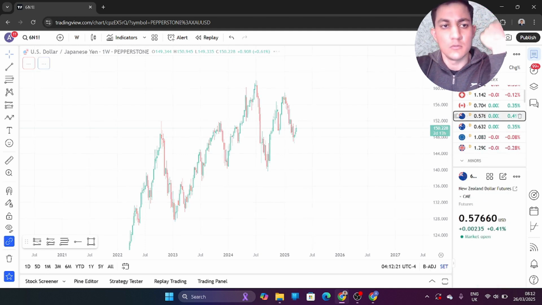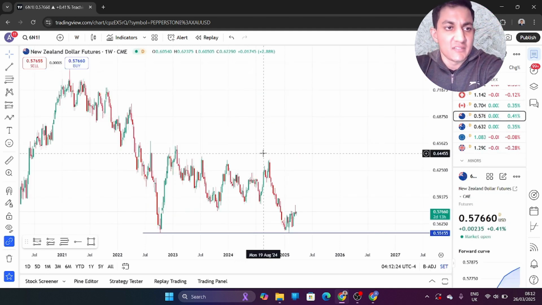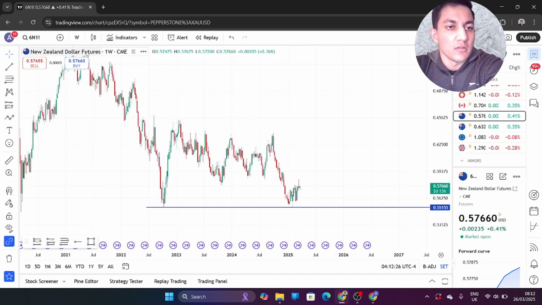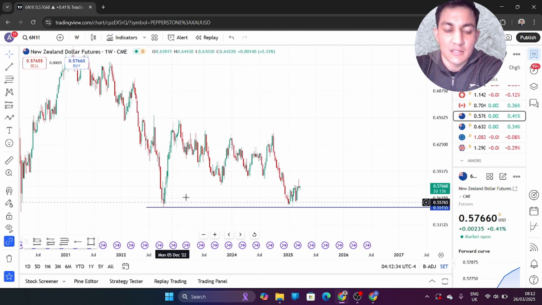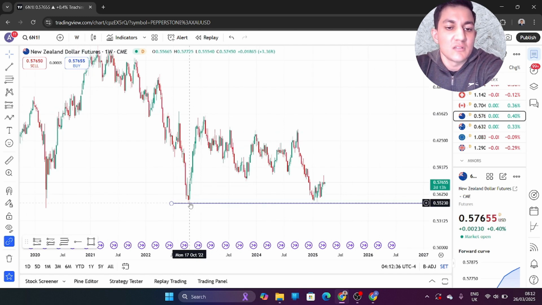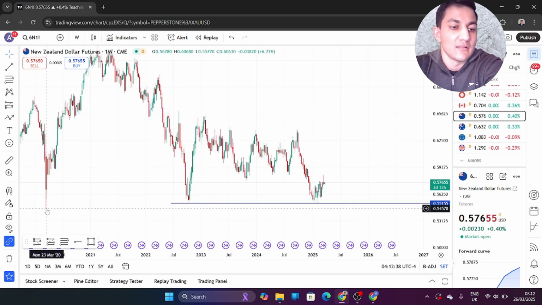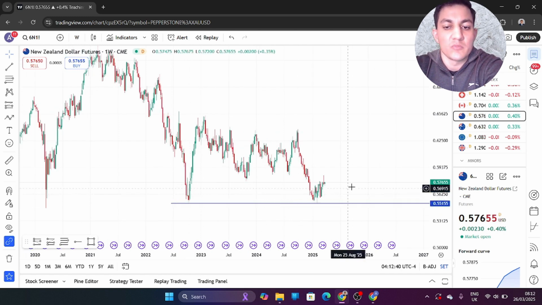So if we get onto 6N, so this is the New Zealand dollar futures, right? This is, again, the New Zealand dollar against all the currencies. Right here's liquidity, here's your liquidity sweep, here's the obvious low that we're going for. If you understand liquidity, you know we're definitely going for this low. And again, there's another low right here.